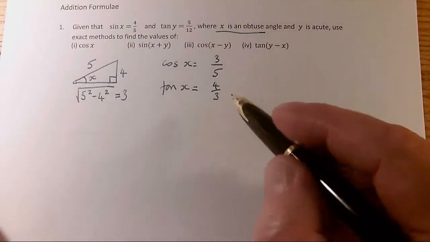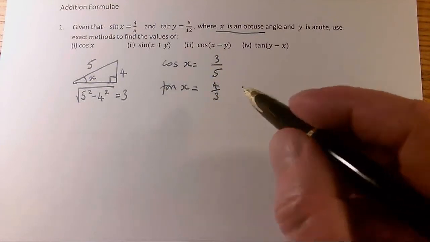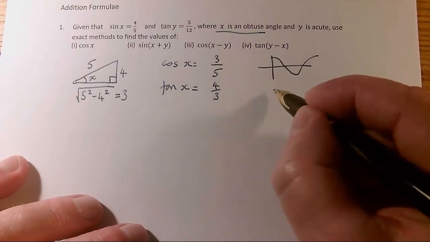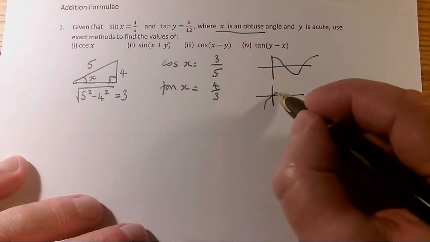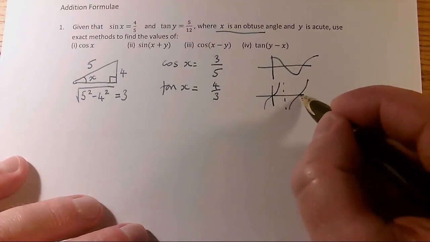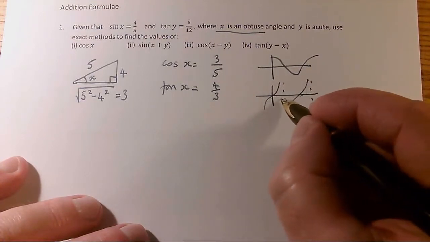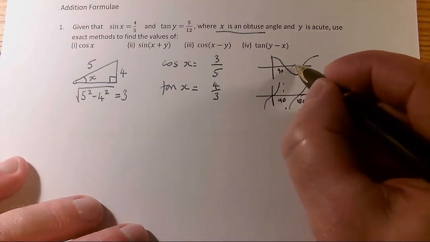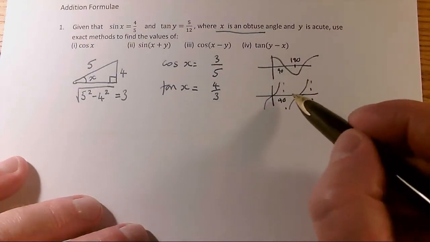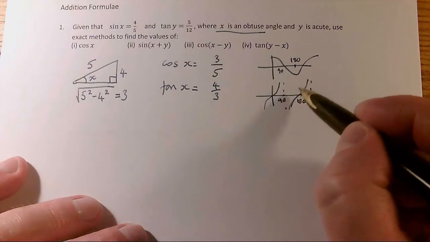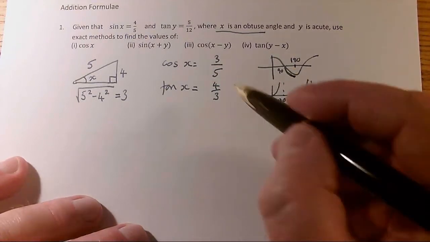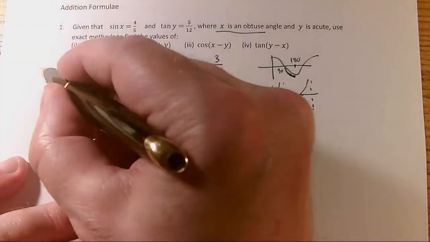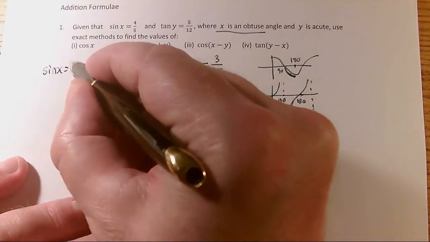And I can work out whether cos x and tan x, for obtuse angles, should be positive or negative by thinking about the graph of cos x and the graph of tan x. So the graph of tan x looks like this. And this is 90 here, and this is 180 here if I'm working in degrees, and that's 90 there, and this is 180 there. And in both cases, obtuse means it's between 90 and 180, and in both cases we have negative answers for obtuse angles. So these should both be negative. And I started out by knowing that sine of x equals 4/5.